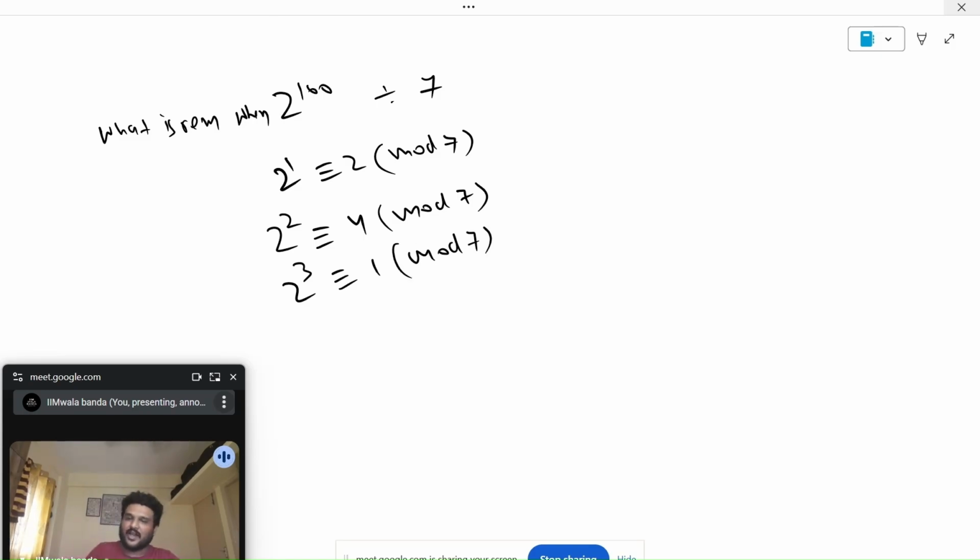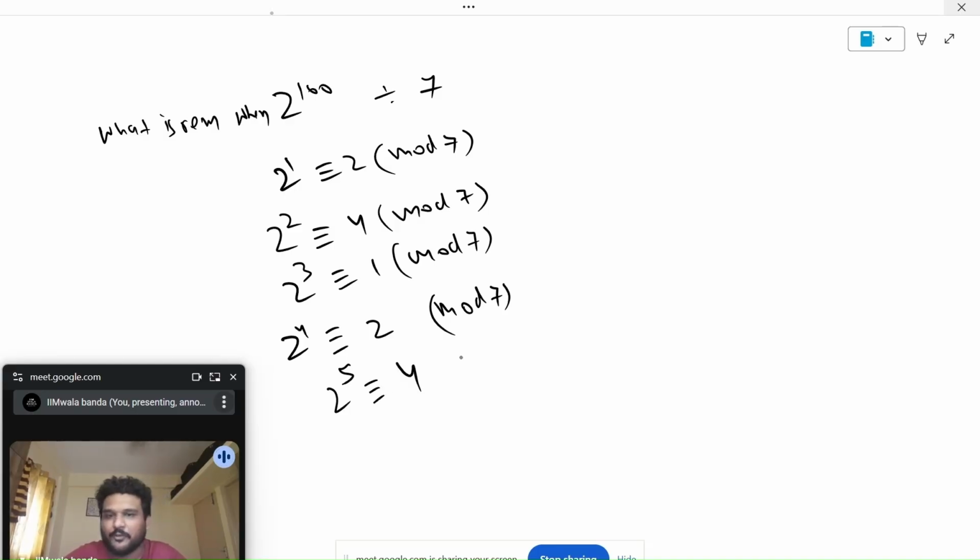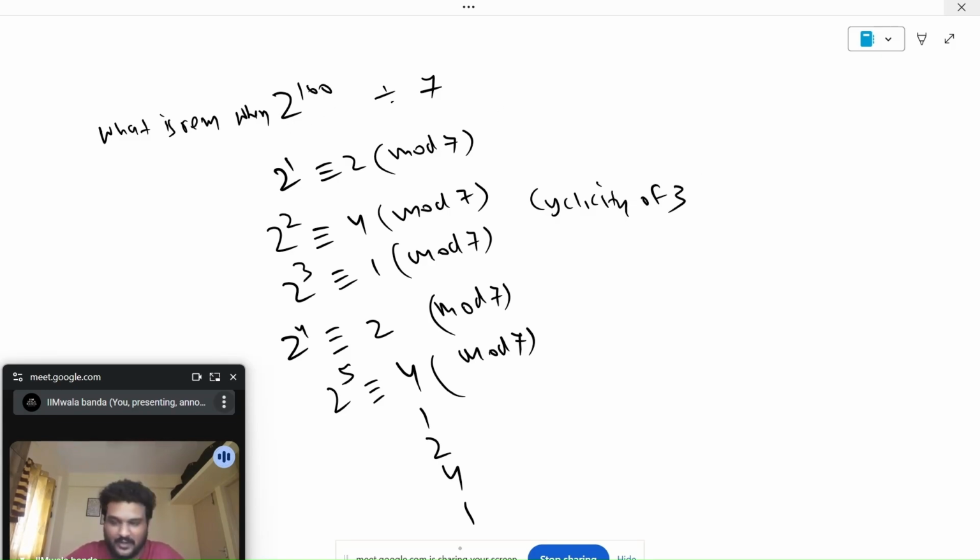As soon as you hit 1, you know that things will start getting repeated. 2 to the power 4, which is 16, gives remainder 2 when divided by 7. 2 to the power 5, which is 32, gives 4 when divided by 7. So you can keep going on, it will always be 2, 4, 1, 2, 4, 1, 2, 4, 1. So there's a cyclicity of 3 going on here, and I just need to see whether I can split 100 as a multiple of the cyclicity 3. It can be written as 3 into 33, which is 99, plus 1.